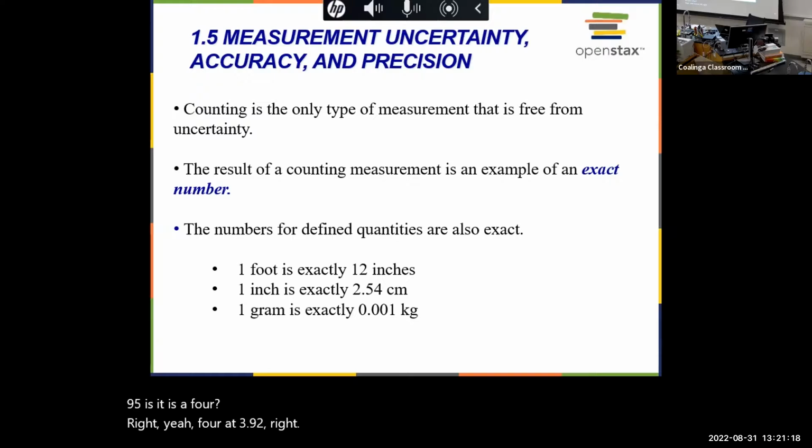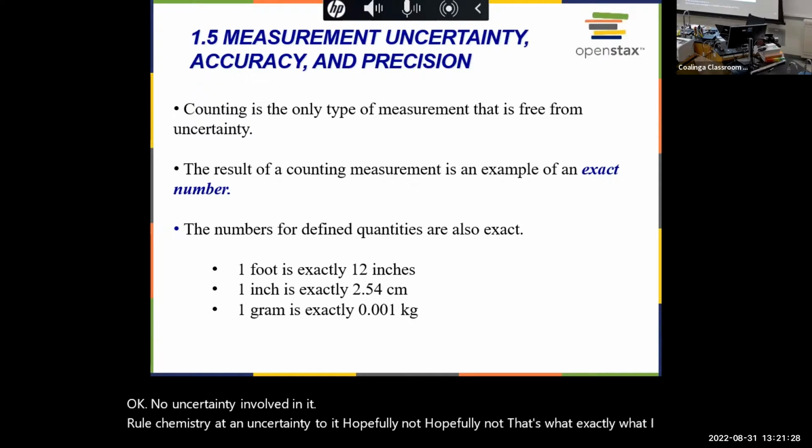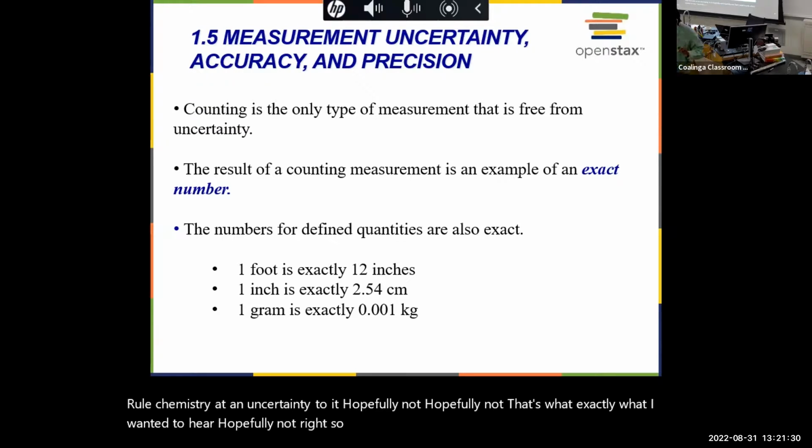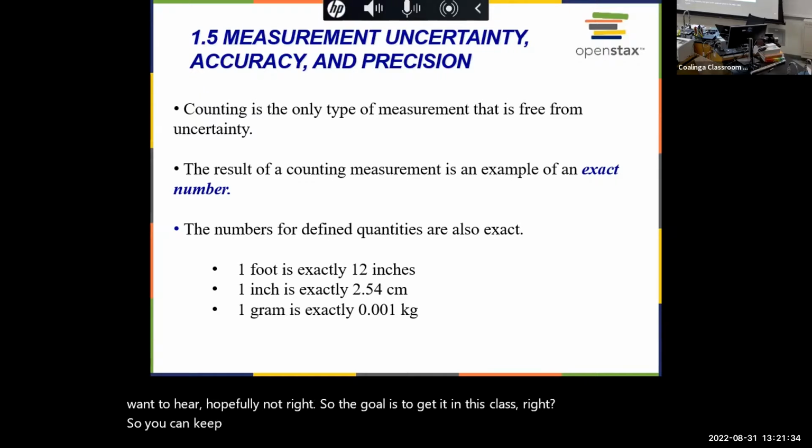Okay, no uncertainty involved in it? Will chemistry add an uncertainty to it? Hopefully not. That's exactly what I want to hear. So the goal is to get an A in this class, right? So you can keep that 4.0, right? Okay, good. But let's say you don't get that A, right?